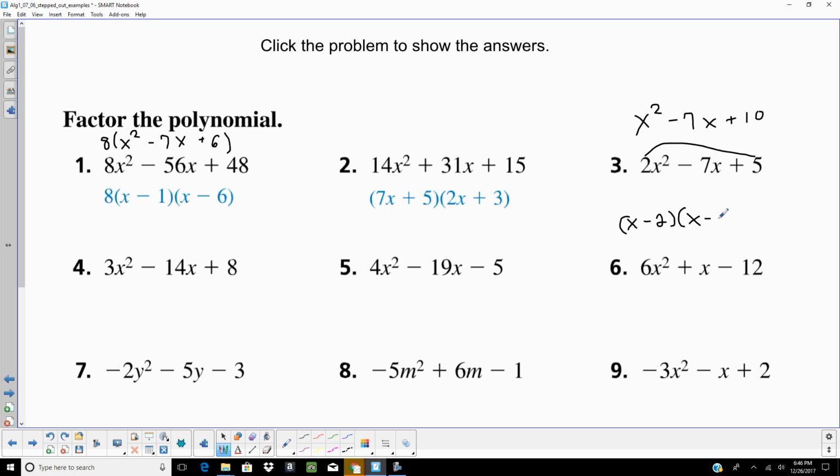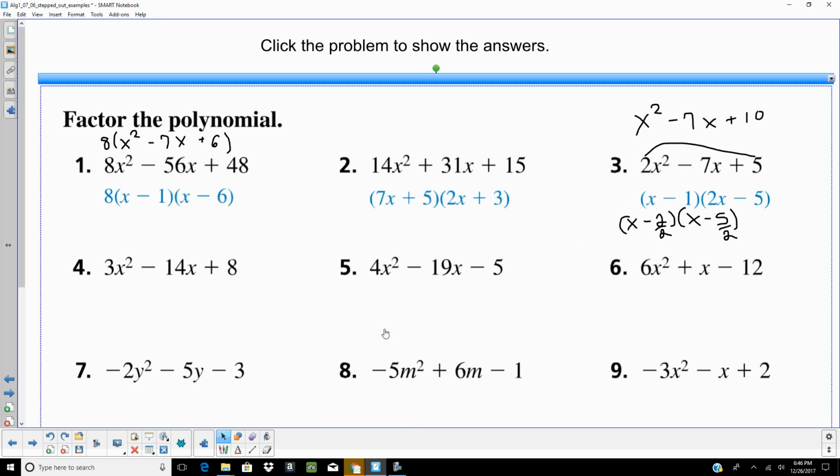x minus 5. And again, when we started by multiplying by 2, we need to divide by 2. That just becomes x minus 1. Slide your 2 over. And you're going to get x minus 1, 2x minus 5.